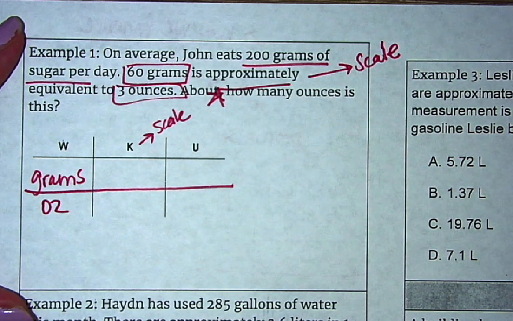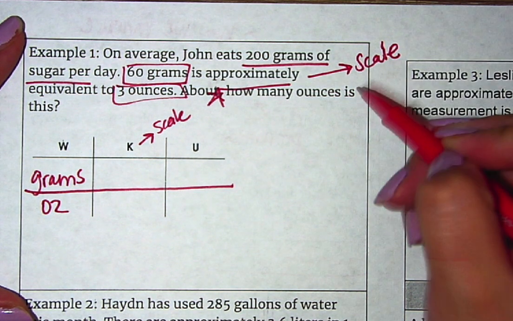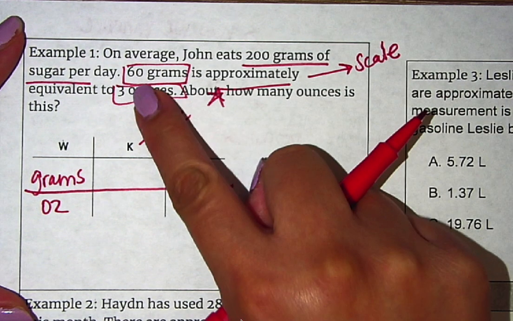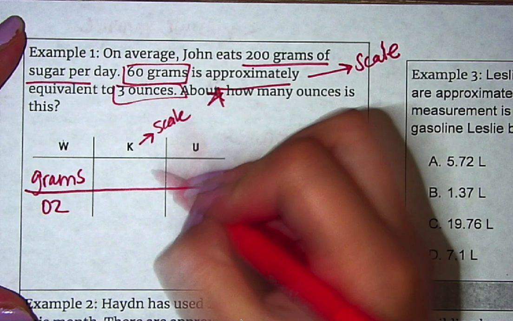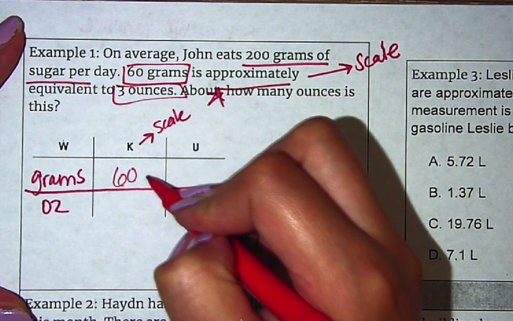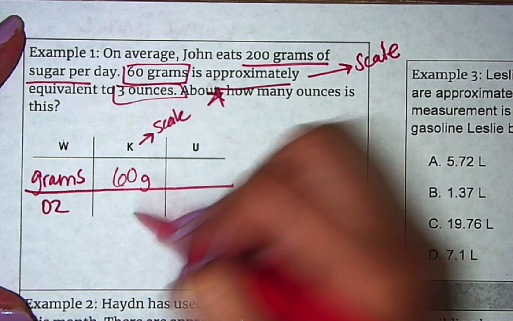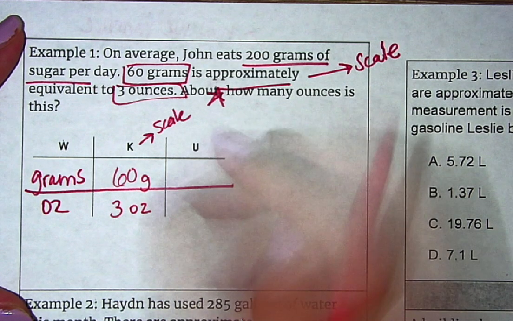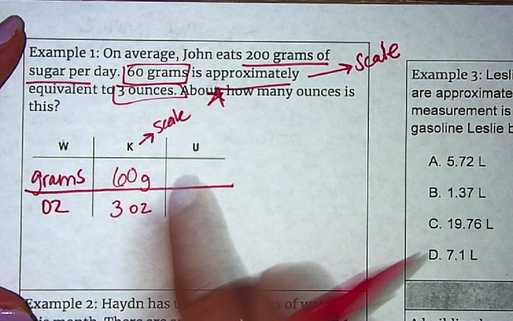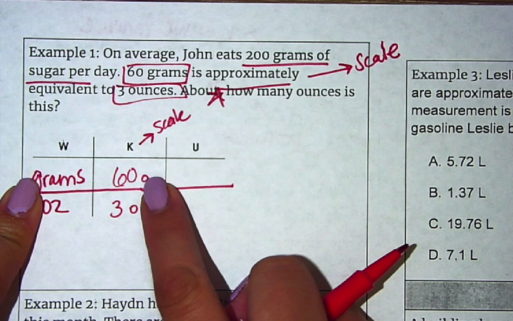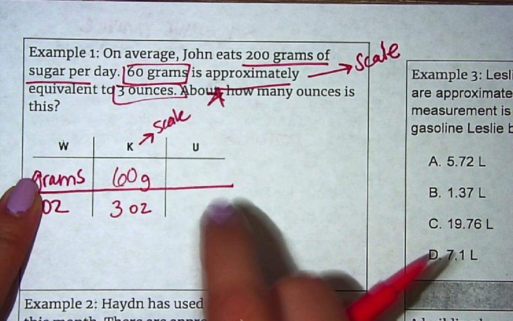OZ is short for ounces. Okay, I'm going to use my scale again. It says 60 grams is approximately equivalent to 3 ounces. So 60 goes on top because it's about grams, and 3 ounces goes on bottom. Make sure that you keep your numbers together with your labels. If the top is talking about grams, then this number had better be grams.